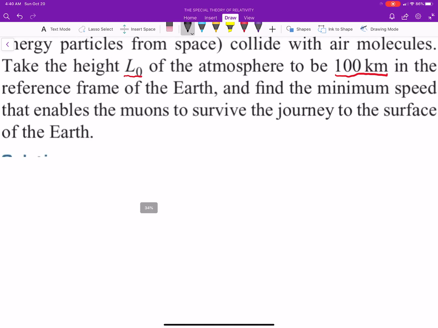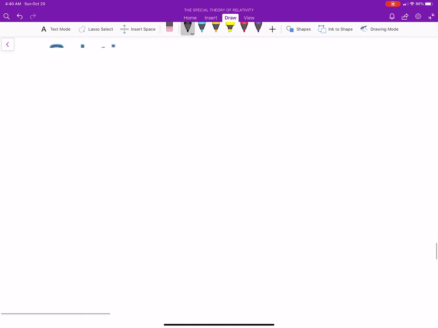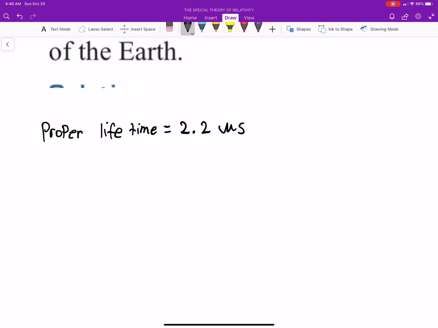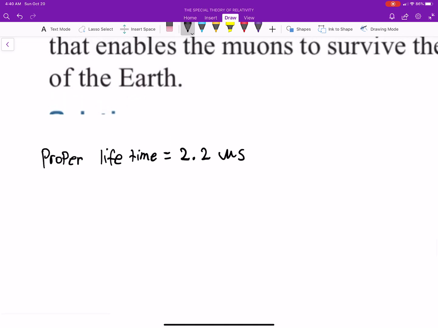So just like how we had it earlier, our proper lifetime is 2.2 microseconds. If you don't understand proper time and proper length, that's mostly what this video is going to help us understand. It's okay if you don't understand it yet, but essentially the proper lifetime is the time where your clock is, if you think of the reference frame where the clock is not moving.